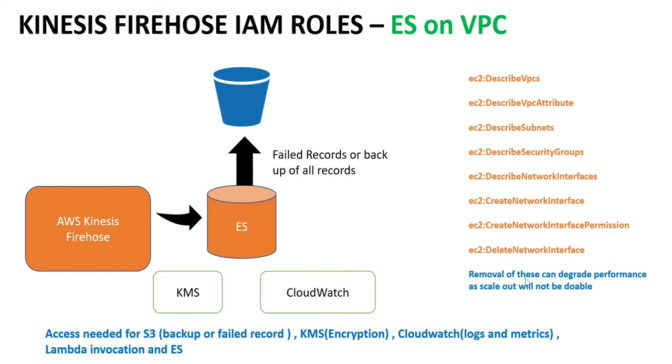If you remove these actions, what will happen is the scale out. If there are a lot of records coming and Firehose is reading a lot of records and writing less, a throttle will happen, and scale out cannot happen because you have not provided these access in your VPC.